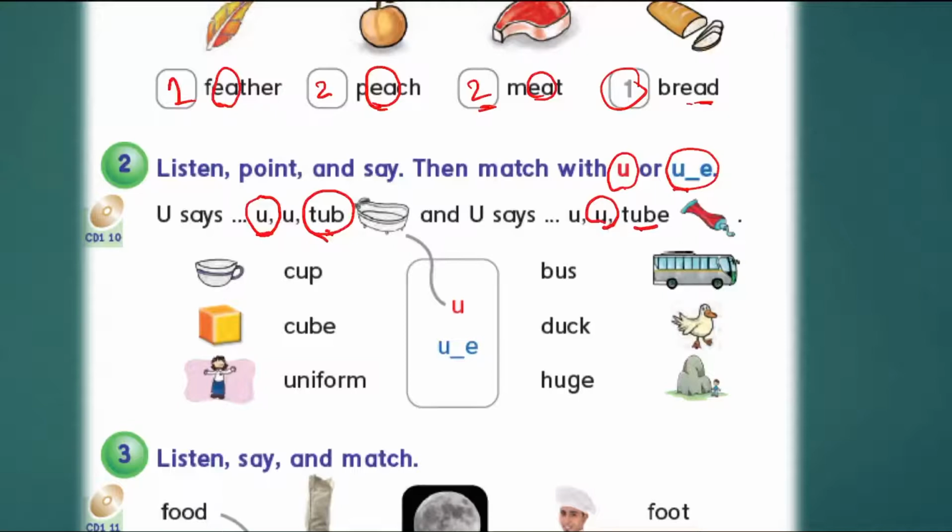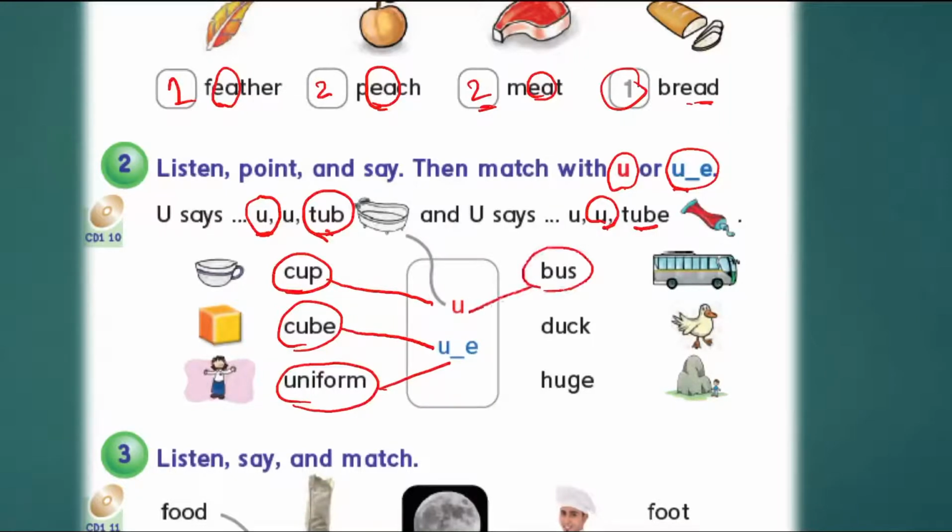Tube. We have 6 examples for that. Cup. So I pronounce it like A, so we have to match it like this sound, okay? Cube. So we have to match it like here. Uniform. Bus. Bus, okay? Duck. Huge.